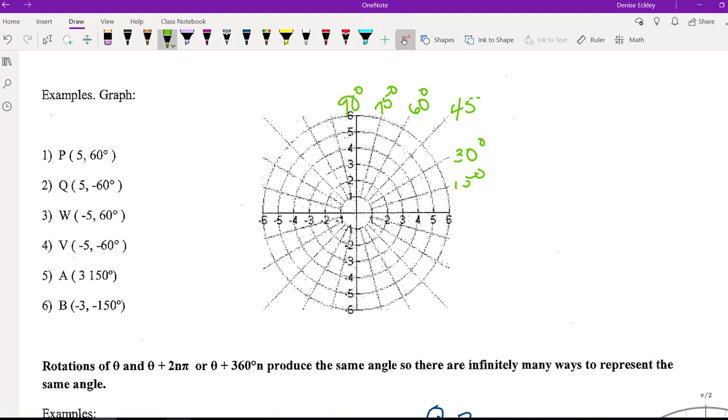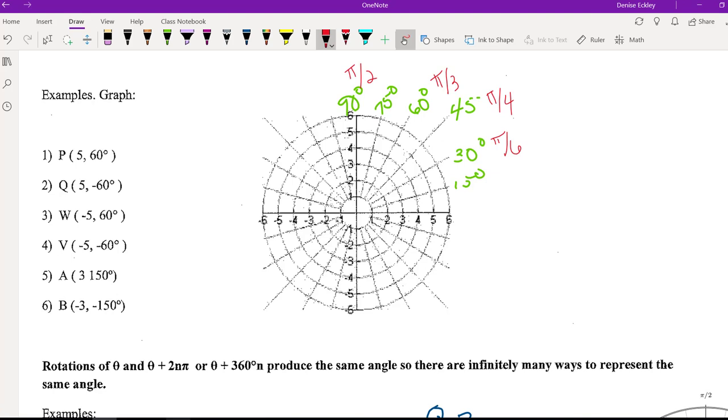Now sometimes you don't get the 15-degree angles, and you could do the same thing for your radians. So if you're doing this in radians, this would be pi over 6, pi over 4, pi over 3, and of course pi over 2. And that continues around the circle.